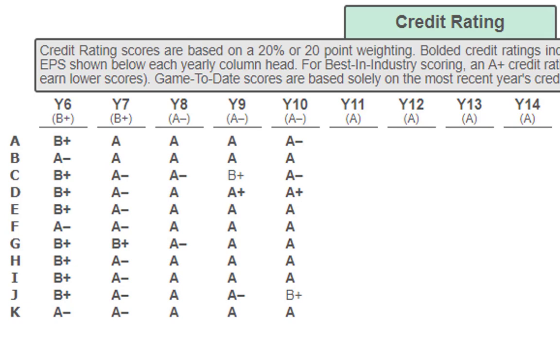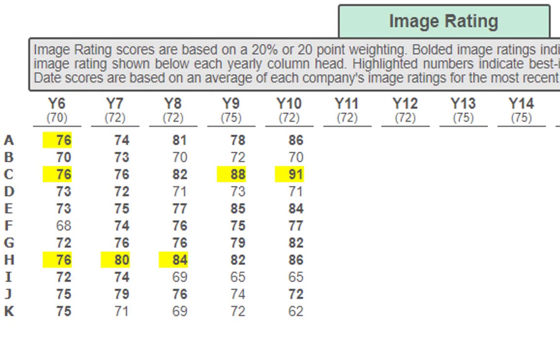So let's go ahead and move on to image rating. With this, it looks like the majority are meeting expectations. Team C is at 91 at the highest, and everyone else either stayed the same or dropped just a few points, except for K. You went from 72 to 62. Okay, so with image rating, that's a pretty good drop within a year. So you really need to try to understand why you had such a decline during year 10.